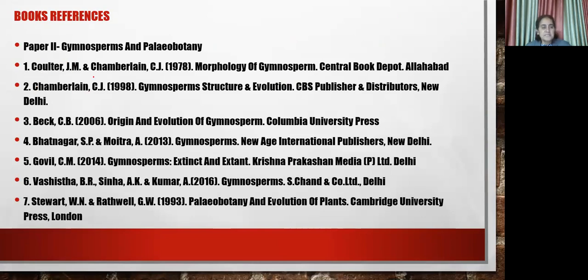Okay, for this paper, these are some 7 books. First book is by Coulter and Chamberlain, 1978. The book name is Morphology of Gymnosperm. You must note down that or go through again.